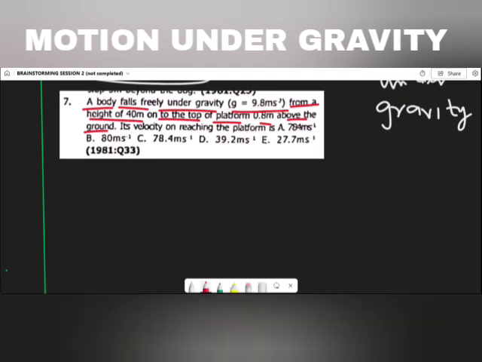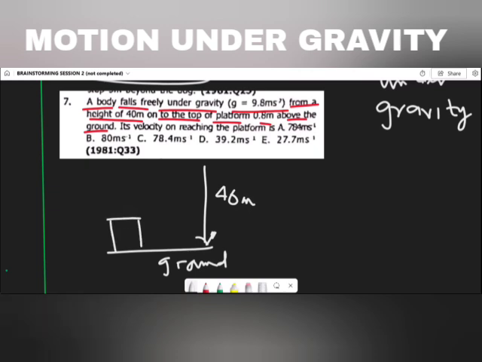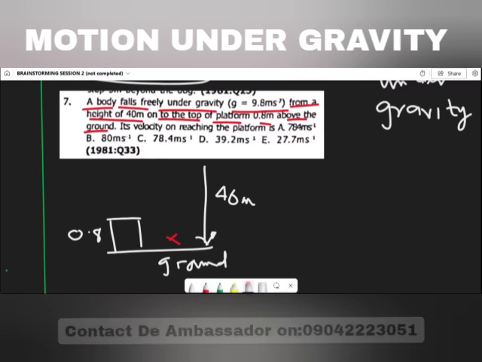We are told that a ball falls to a platform. So that means there's a ground level, and on the ground level we have the height from where the ball is, which is 40 meters, while the platform is 0.8 meters. So we are told that the ball fell on the platform, not to the ground. The ball fell on the platform.